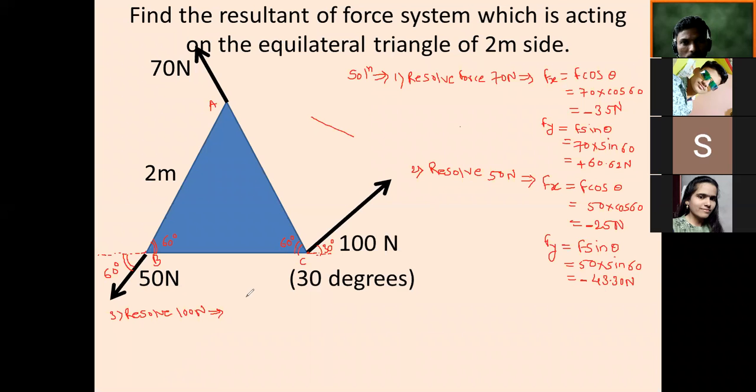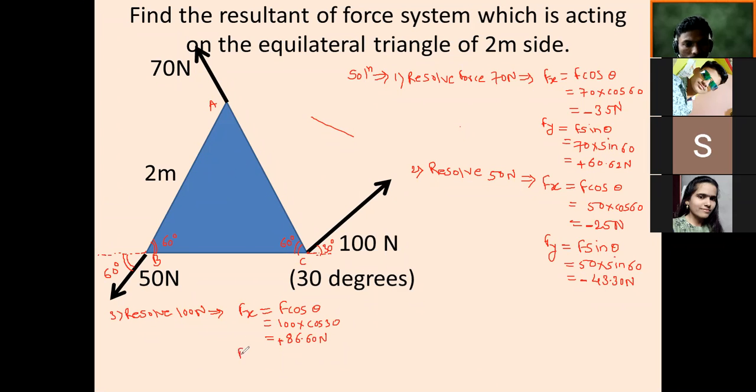So what we have to do? Fx is equal to F cos theta. Calculate. 100 into cos 30. How much? 86.60 Newton. Where is this line of action of force going? Positive x-axis or negative x-axis? Positive x-axis. So plus.